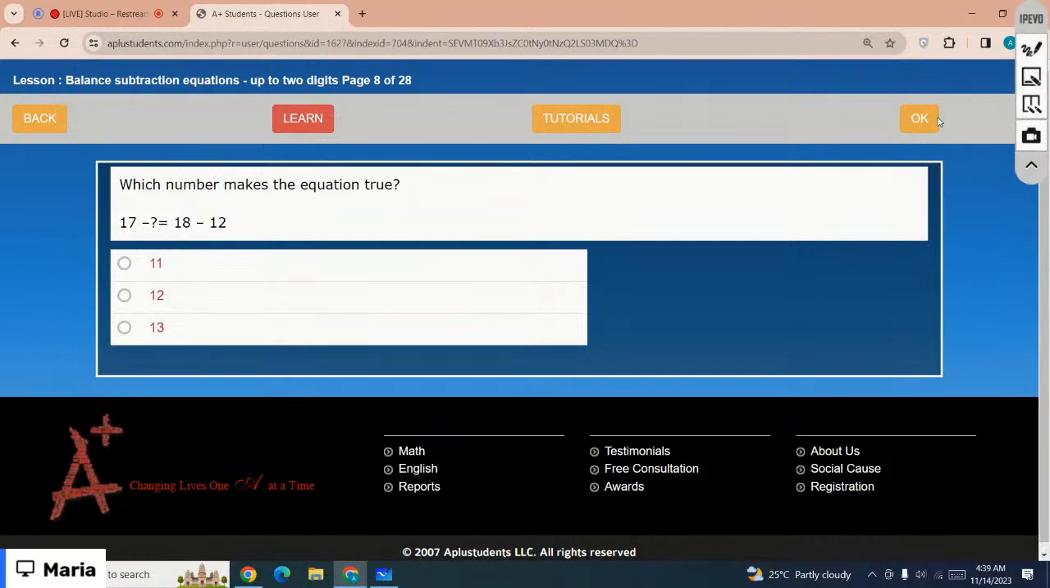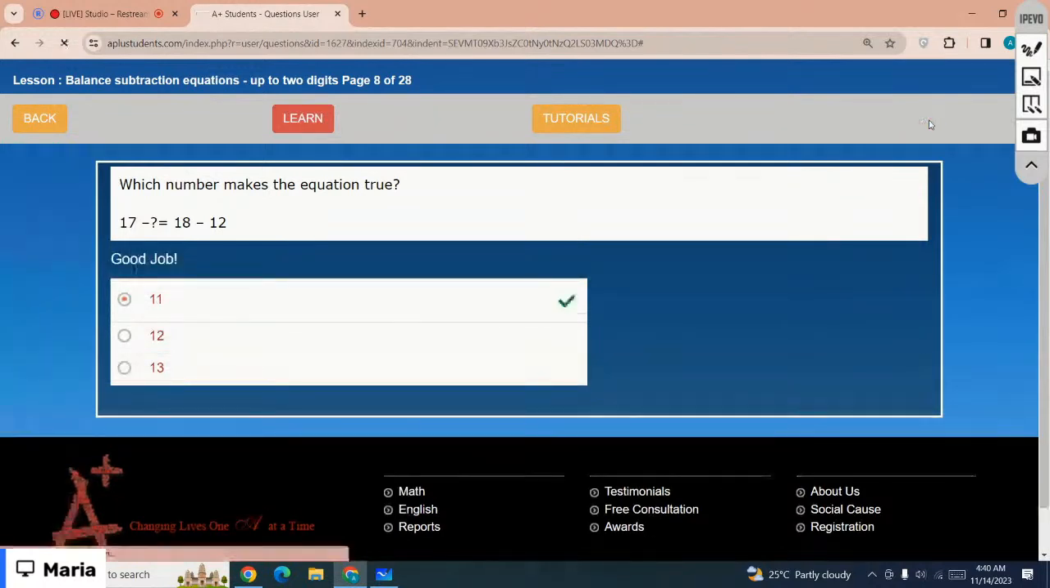Okay, 17 minus the missing number equals 18 minus 12. Which is the correct option? 18 minus 12 equals 6, right? So on the other side, you need the number that, when subtracted from 17, the answer is 6. So which is the correct option? The correct option is 17 minus 11, right? So 11 is the number that makes the equation true.